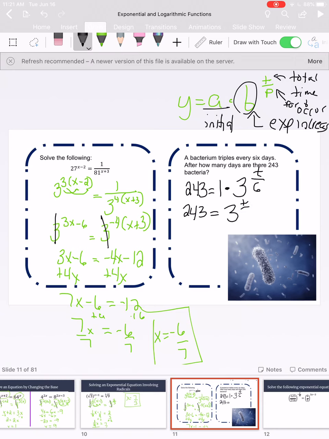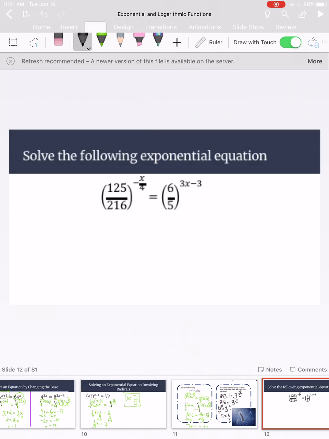So for this question, we're going to write them as the same base. So I'm going to look, 3 to the power of what gives me 243? Let's try 3 to the power of 4. That didn't work. Let's try 3 to the power of 5. That worked. So 243 is the same as 3 to the power of 5. Now I can cancel those bases and solve for the exponents. I'm going to cross multiply and I end up with 30. So I know there will be 243 bacteria after 30 days.